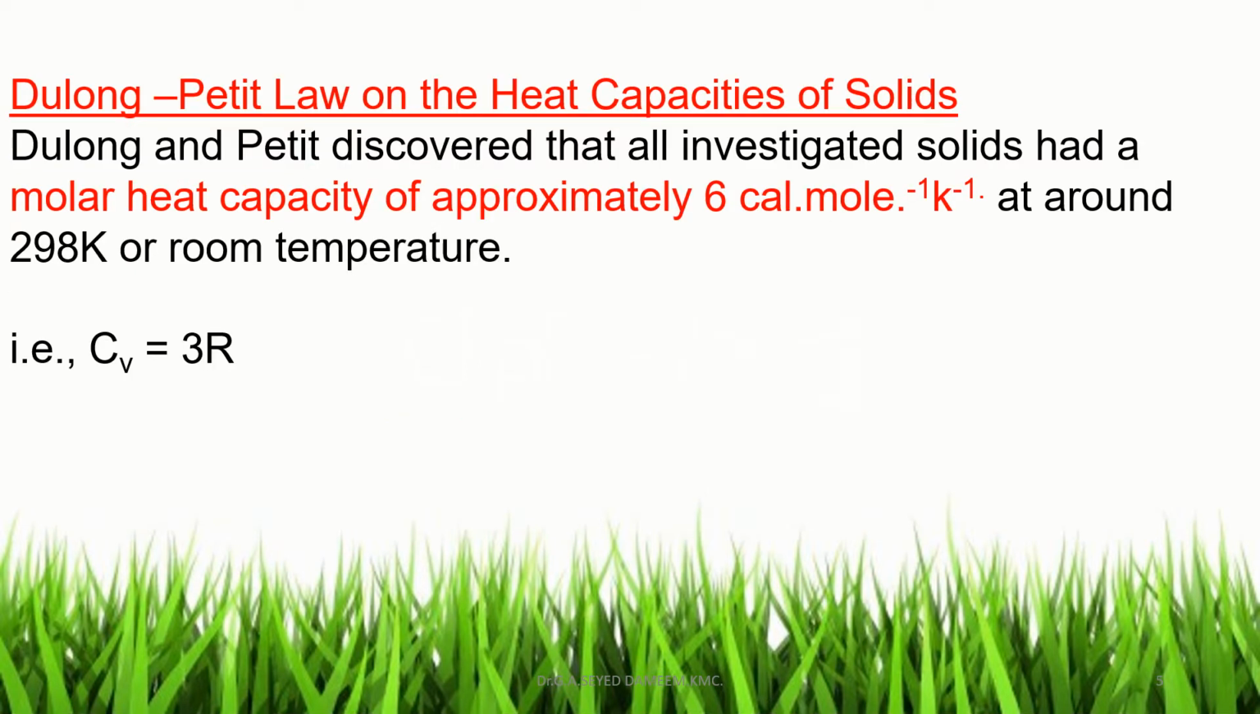Next topic is the Dulong-Petit law on the heat capacities of solids. Dulong and Petit discovered that all investigated solids had a molar heat capacity of approximately 6 calories per Kelvin at around 298 Kelvin, or at room temperature. That is, Cv is equal to 3R. For all solid elements, the molar heat capacity value is 3R at room temperature, that is at around 298 Kelvin. That statement is called the Dulong-Petit law.